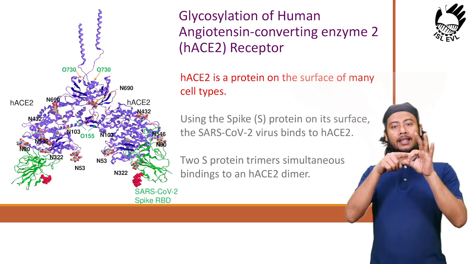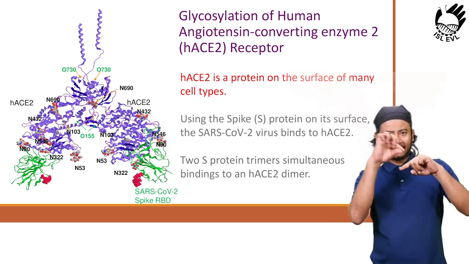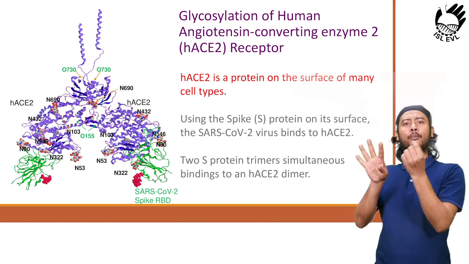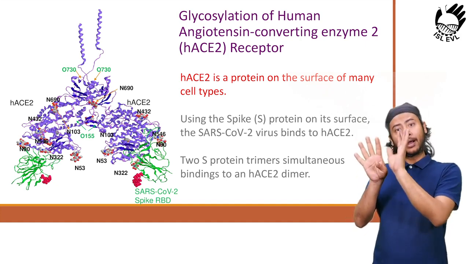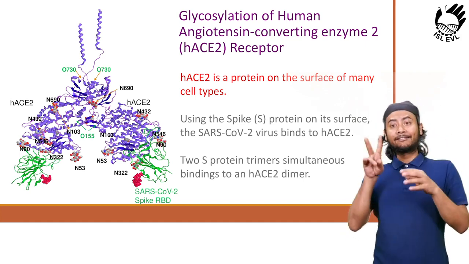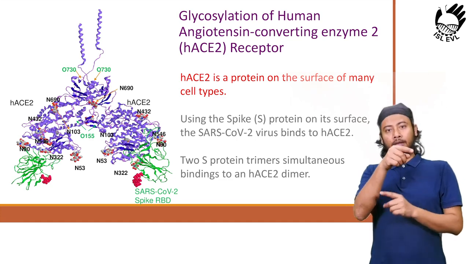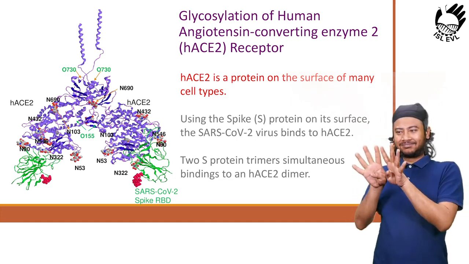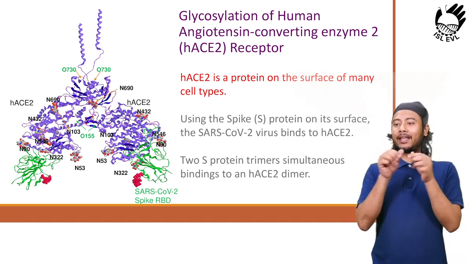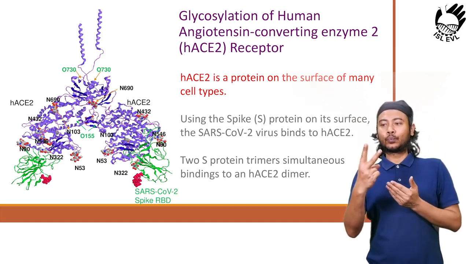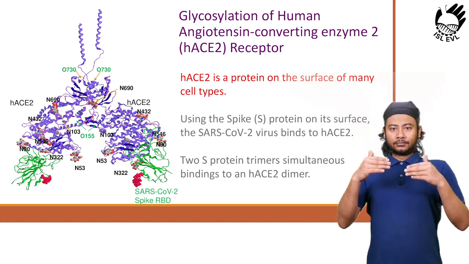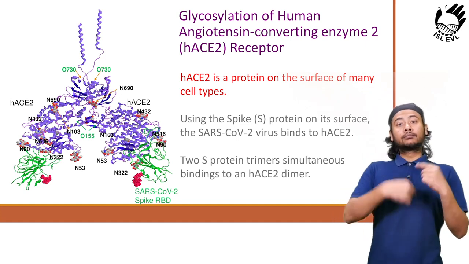Now let's go to the glycosylation on the human receptors. As I mentioned earlier, the viral particles are coated with glycans, and the host receptors are also decorated or coated with glycans. So the receptor of SARS-CoV-2 viruses is human angiotensin converting enzyme. It is expressed on the surface of many cell types, particularly in lungs and intestinal tracts.